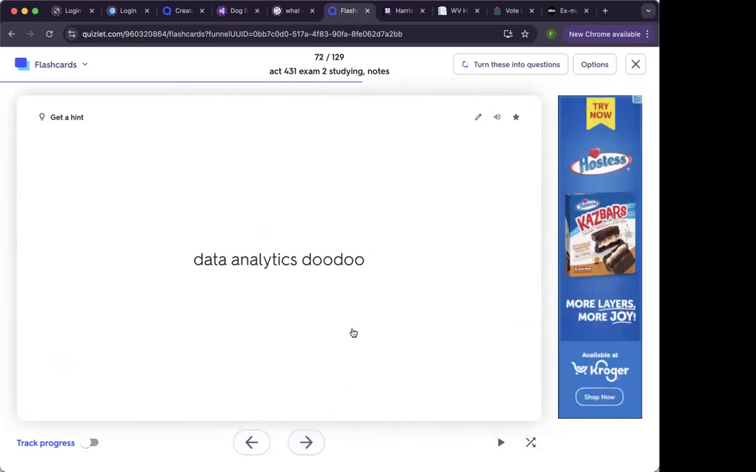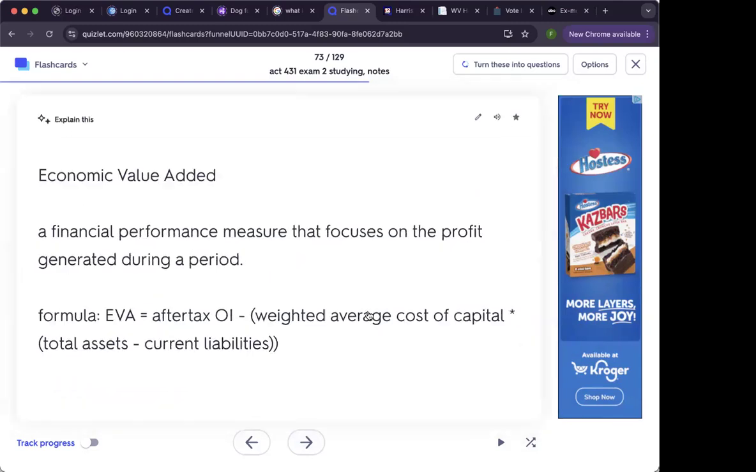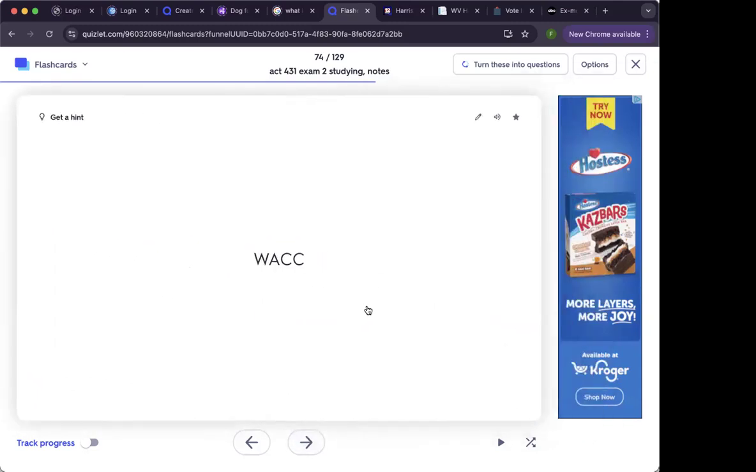Data analytics stuff. Ask the question, master the data, perform the analysis, share the story. EVA, we can skip that, but yeah, we're skipping it.